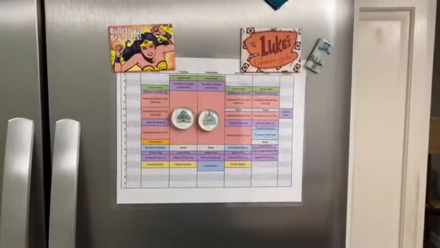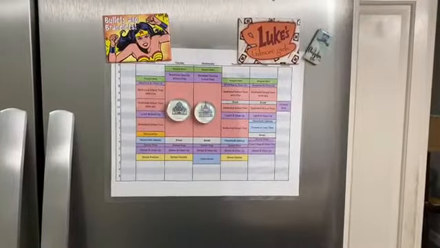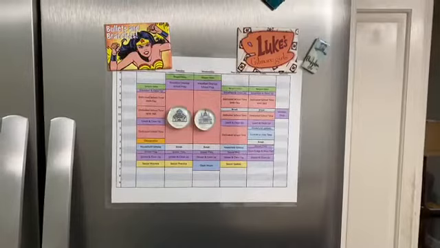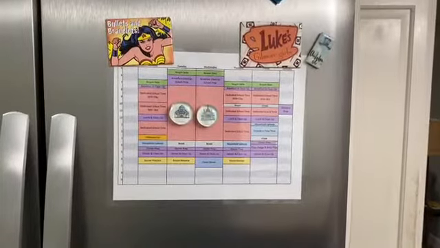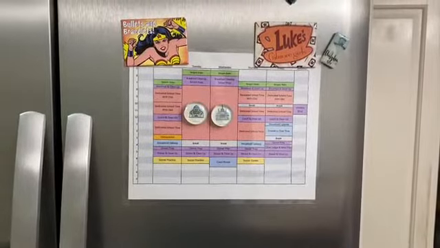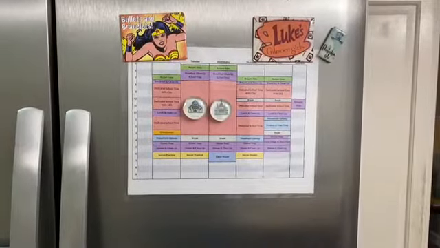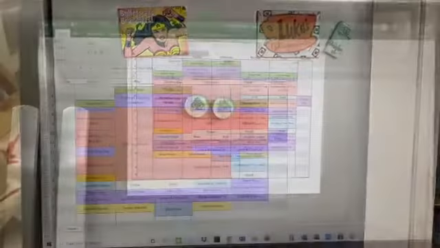So here is our block schedule on the fridge. As you can see, we don't have a million blocks. We just have the very basics and kind of the routine. We have some of our non-negotiables and some of our flexible blocks as well, but it's not super detailed on this list, and I'm gonna show you why in a second.